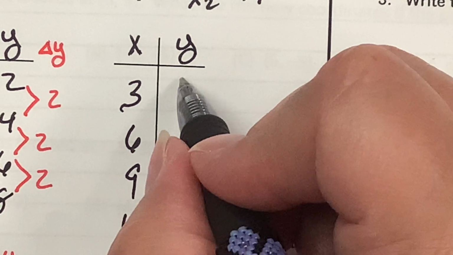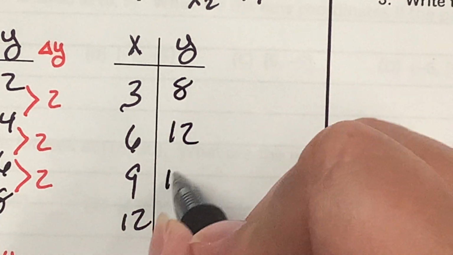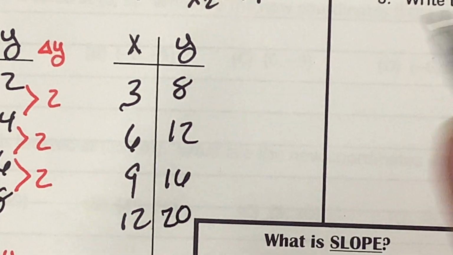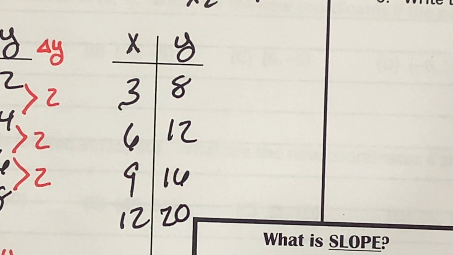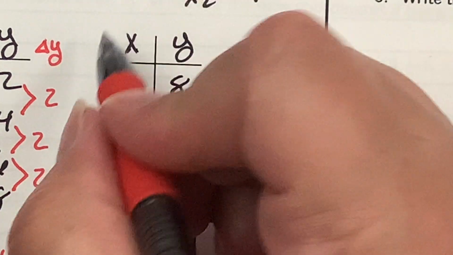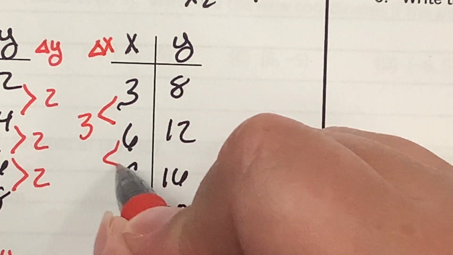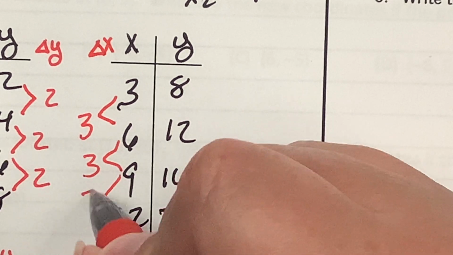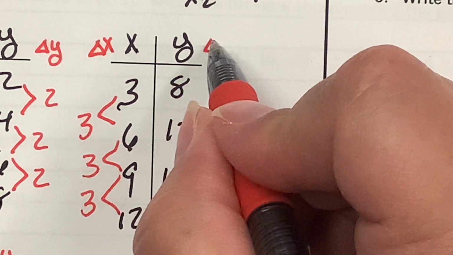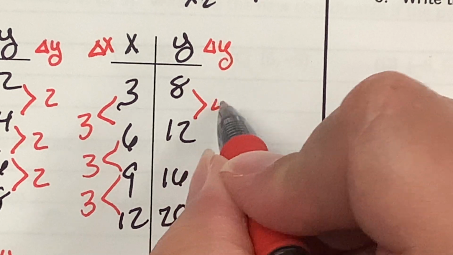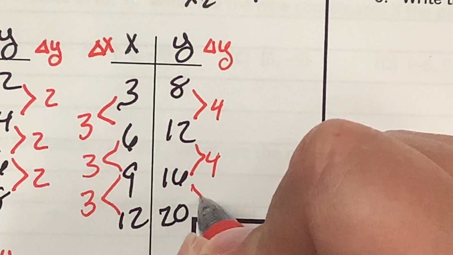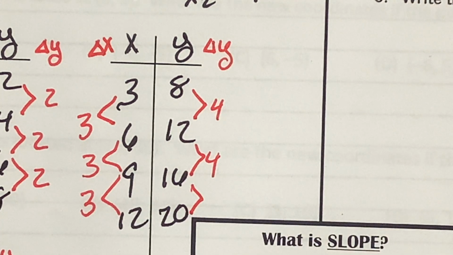8, 12, 16, 20, 8, 12, 16, 20, and now I'm going to find my rate of change. Again, the change in x is going up by 3, right? That's going up by 3. And on the side, y is going up by 4, isn't it? And now I'm going to have a slope, change in y over change in x, and in this case, it is m equals 4 over 3.